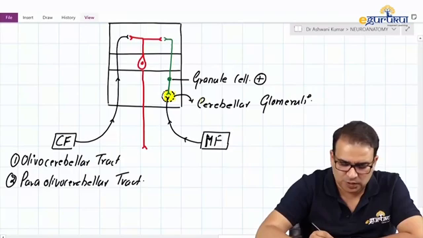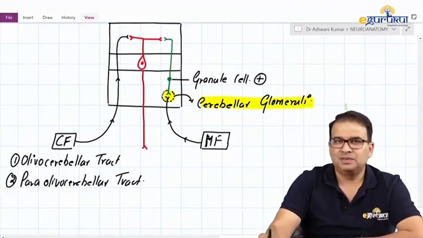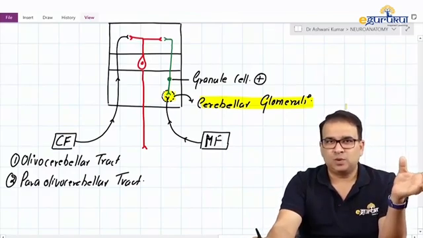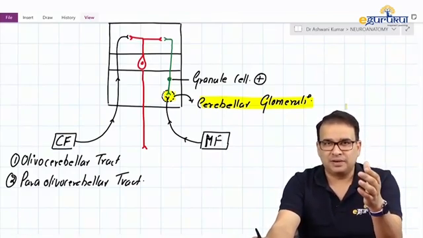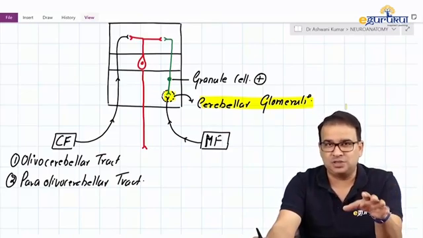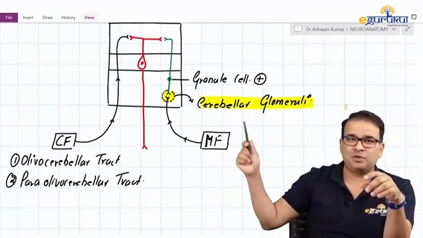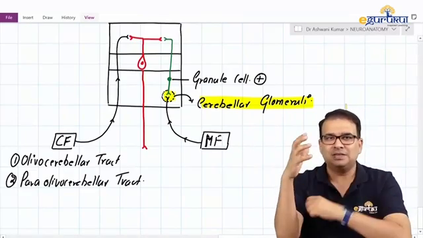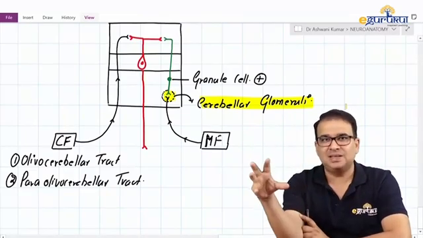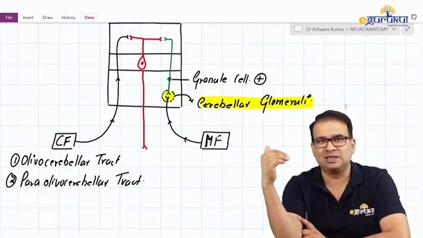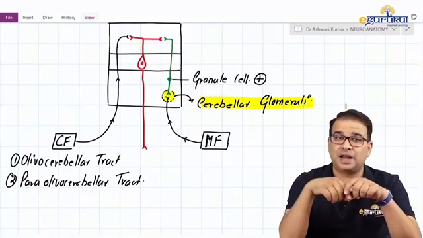And you must have noticed one thing, that anything and everything present in the granular layer, their spelling starts with alphabet G only. The layer is what? Granular layer. G for granular layer. What cells we have inside? We have Golgi cells and granule cells. G. And now we are saying it is also having what? Cerebellar glomeruli. Another G. So one easy way to remember is that the things which are present in the granular layer, their spelling starts with alphabet G only. Granule cells, Golgi cells, glomeruli, they're all present in granular layer.